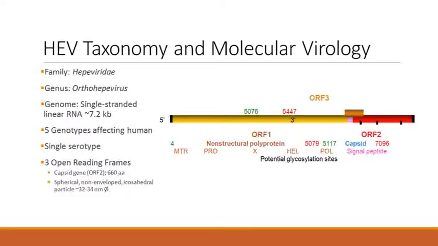Hepatitis E virus belongs to the Hepeviridae family. The genome is a single-stranded linear RNA, about 7.2 kilobases. It has 5 genotypes that affect humans. There are more genotypes, but 5 of them affect humans. There is only one single serotype, and the viral genome has 3 open reading frames. Open reading frame 2 is responsible for the envelope of the virus.